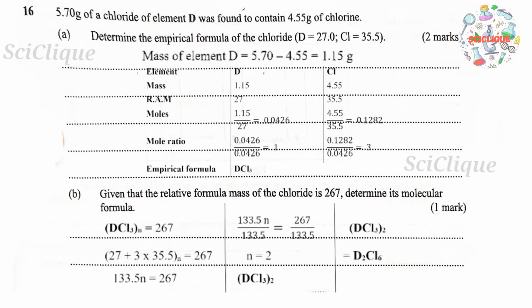This will give us a total of 133.5 N equals 267. So what we're going to do is we're simply going to divide. This gives us 2 as our value of N. Now coming back to the initial formula we used, DCl3 brackets N. So N, as we've already found out, is 2. So we are going to open the bracket multiplied by 2, giving us the molecular formula of D2Cl6.